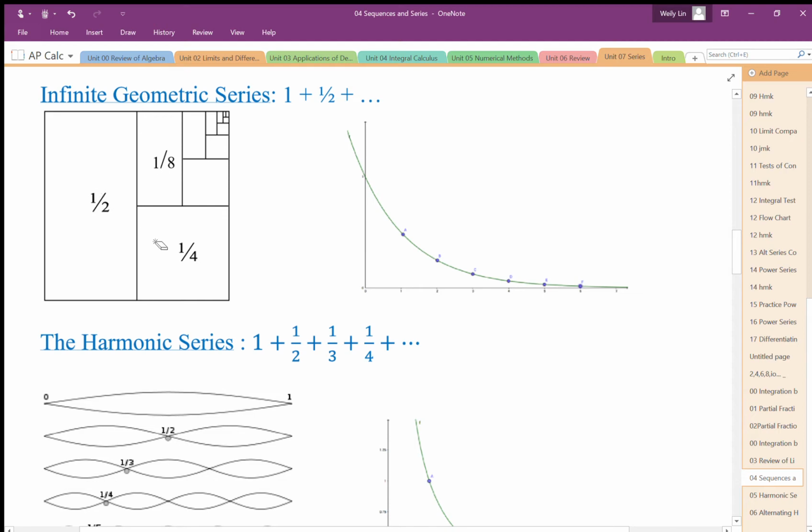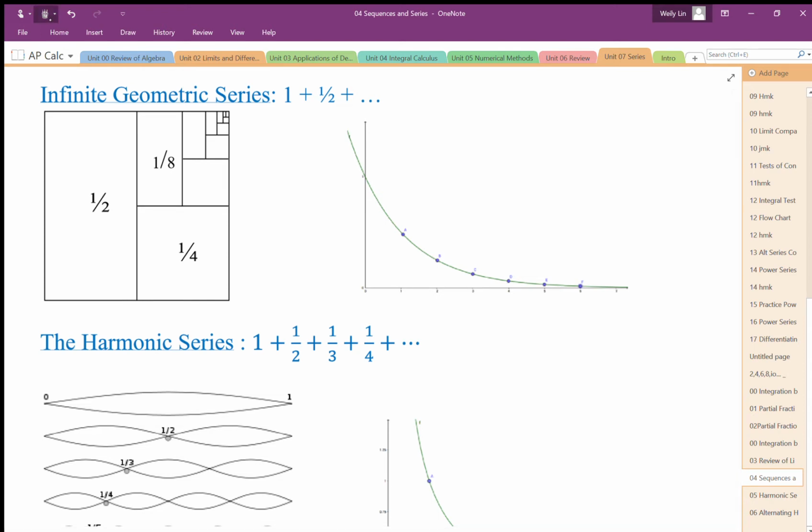So it goes half times a half times a half times a half times a half, and we're just going to get half, half, half, half, half. So the property of this infinite geometric series is that the sum of all these terms always has a finite sum.